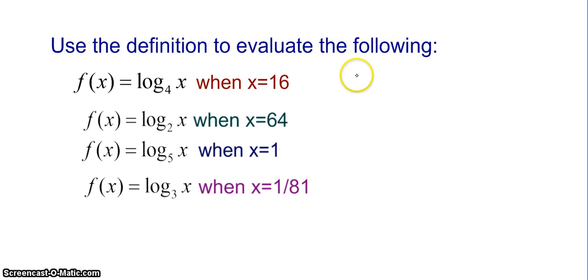So, use the definition to evaluate the following. F of x equals log base 4 of x when x is 16. F of x equals log base 2 of x when x is 64. F of x equals log base 5 of x when x is 1. And f of x equals log base 3 of x when x is 1 over 81. I want you to pause the video, evaluate those, unpause when you're ready to check your answer.